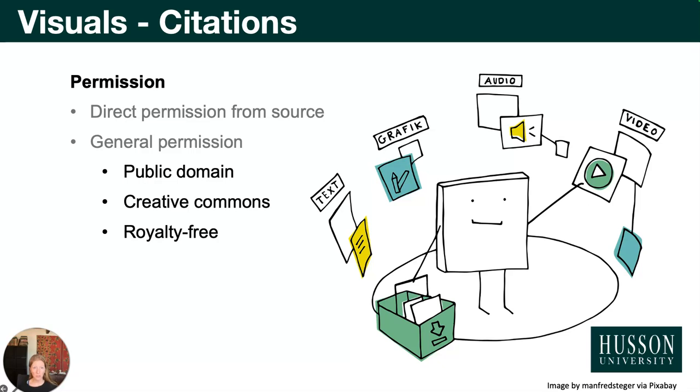You would need to go to the person who created that image and ask for permission to use it. If there is general permission, that means that the image is tagged with being part of public domain, Creative Commons, it's royalty free. So you can go to specific sites such as Pixabay to find images that have this general permission, and then you do not have to worry about gaining specific individual permission to use them.